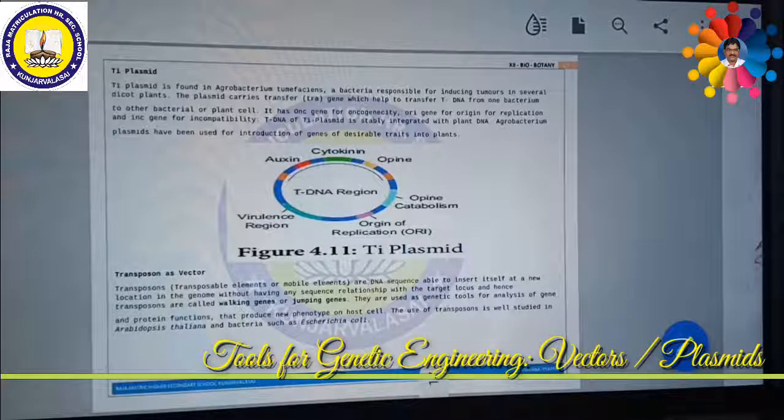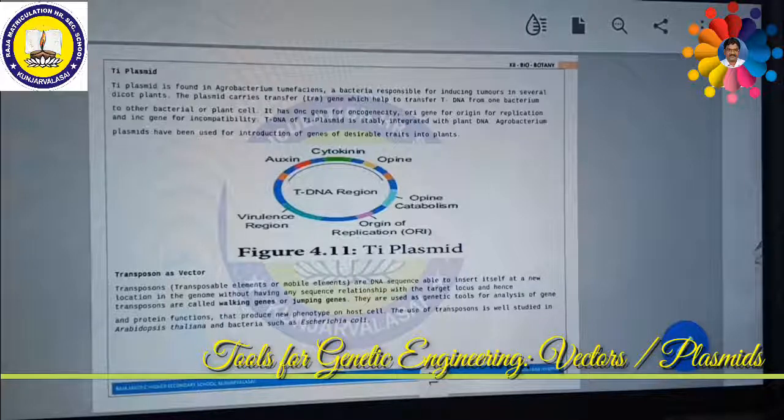This plasmid carries a transfer gene, which helps to transfer the DNA. So these are also called T-DNA. The transfer gene is available in this plasmid, which helps to transfer the DNA from one bacteria to another bacteria, or one plant cell to another plant cell, with the help of the gene called the transfer gene.